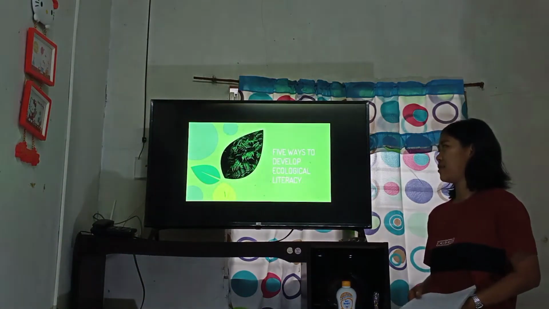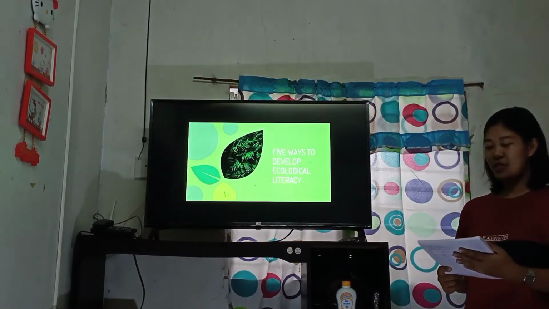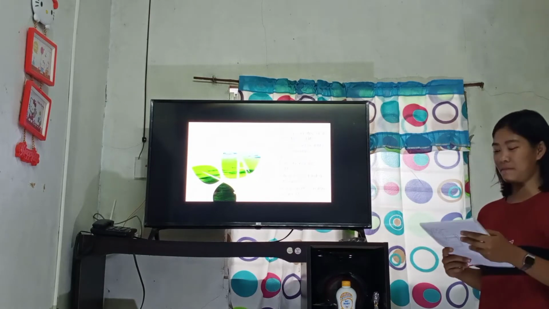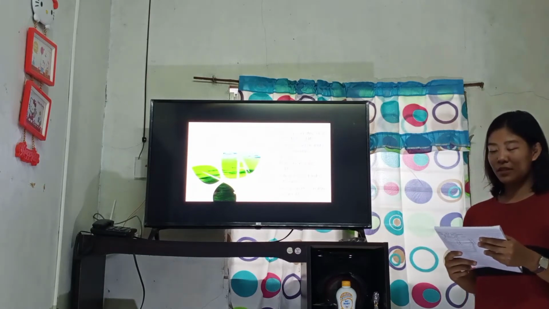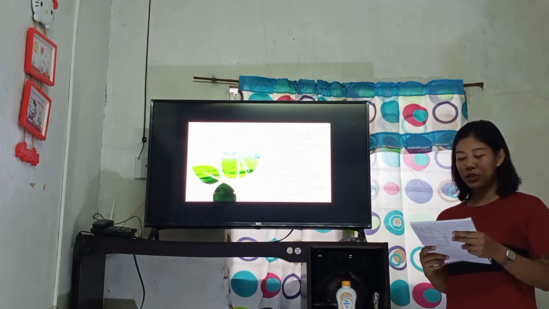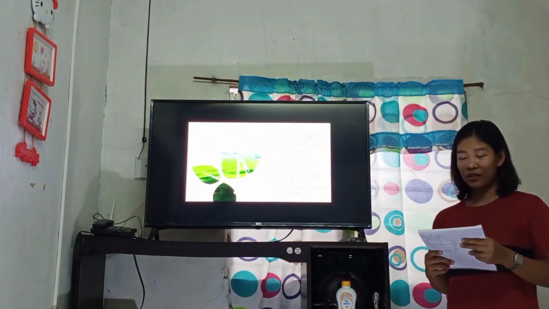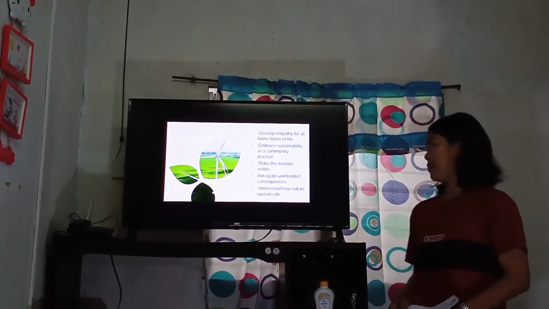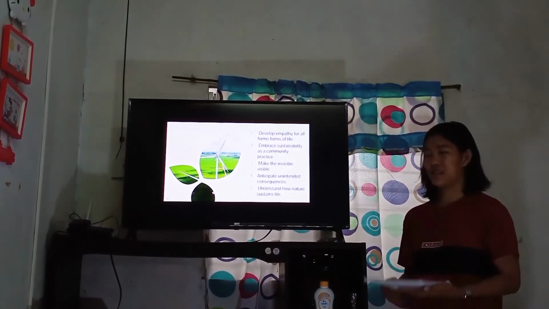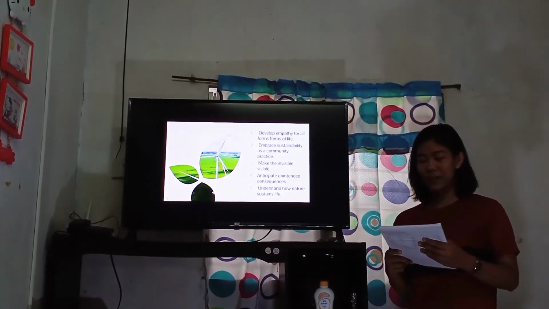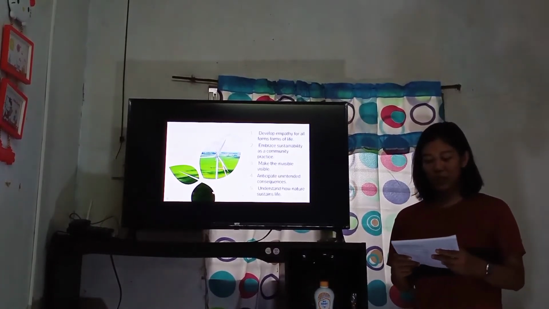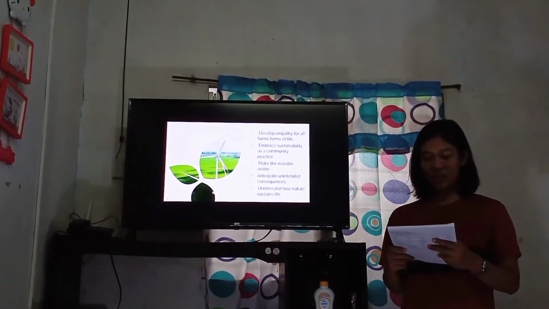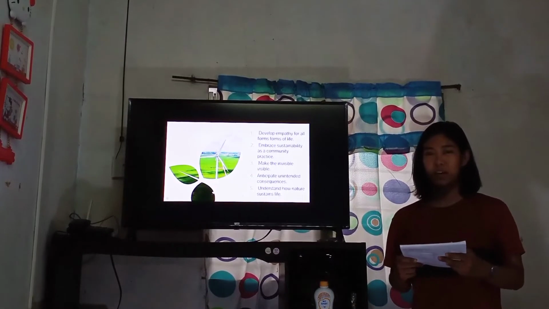Five ways to develop ecological literacy. First, develop empathy for all forms of life. At the basic level, all organisms, including humans, need food, water, space, and conditions that support dynamic equilibrium to survive. Number 2, embrace sustainability as community practice. Organisms do not survive in isolation. The way of relationship between any living community determines its collective ability to survive and thrive.